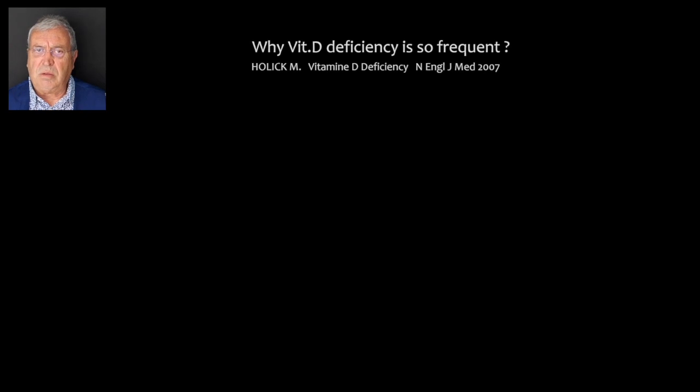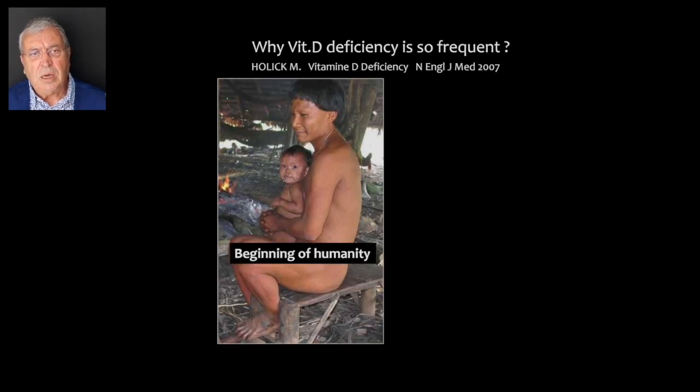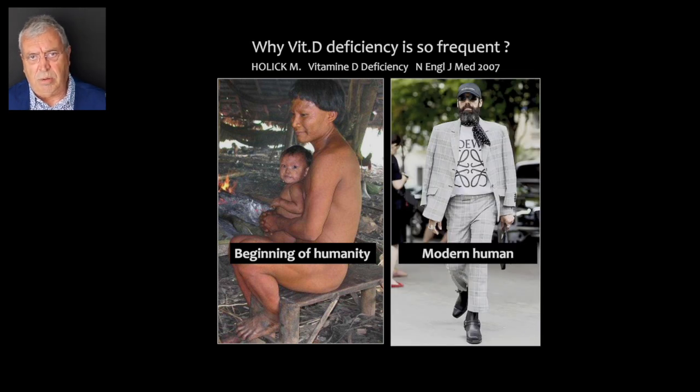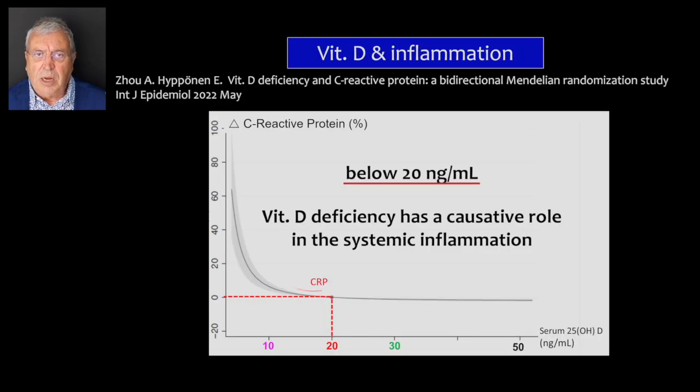Why is it so frequent? Because at the beginning, humans were living naked, taking the sun every day. And today, this is the modern human: clothes, cap, beard, glasses. And they invented recently another way to decrease the sun exposure: tattoo. Yeah, humans are crazy. Below 20 nanogram, vitamin D deficiency has a causative role in systemic inflammation.